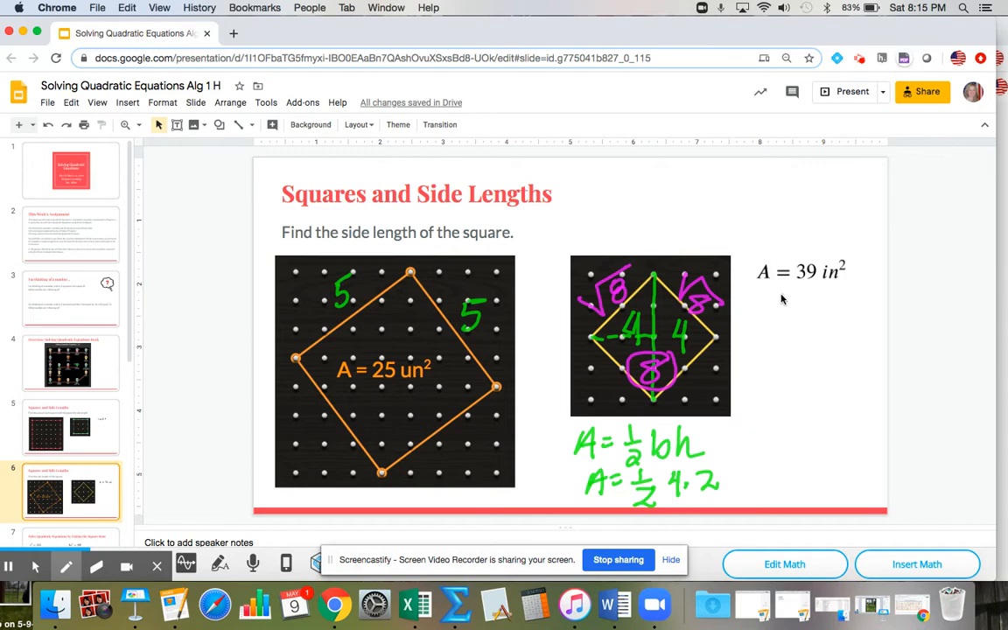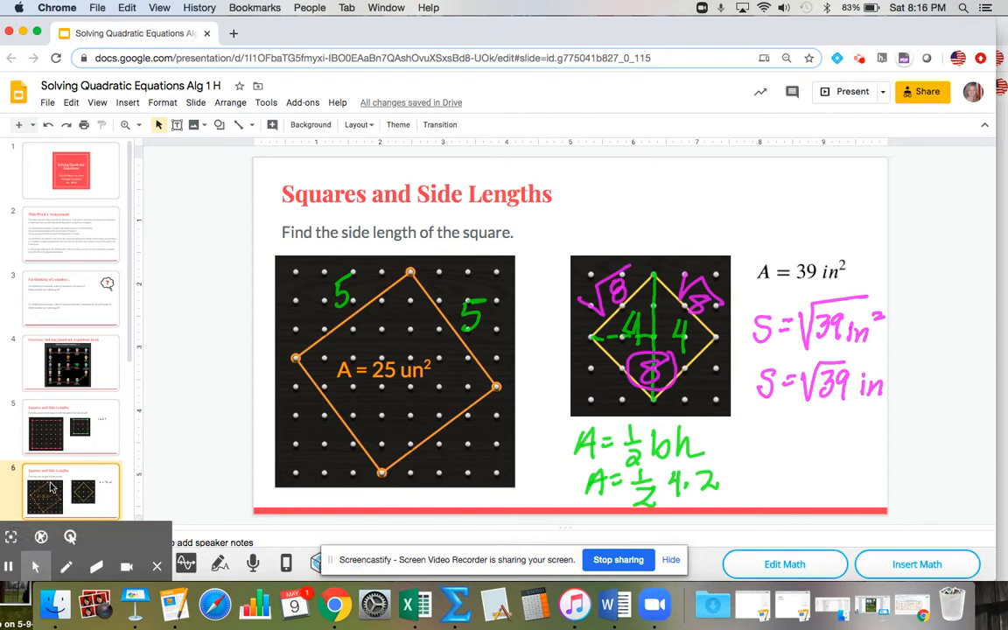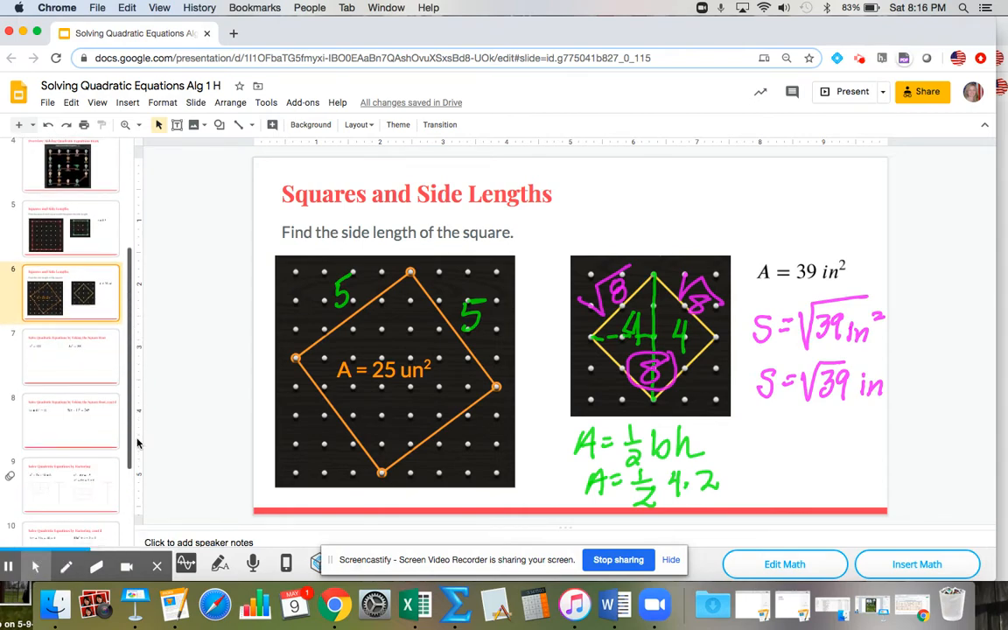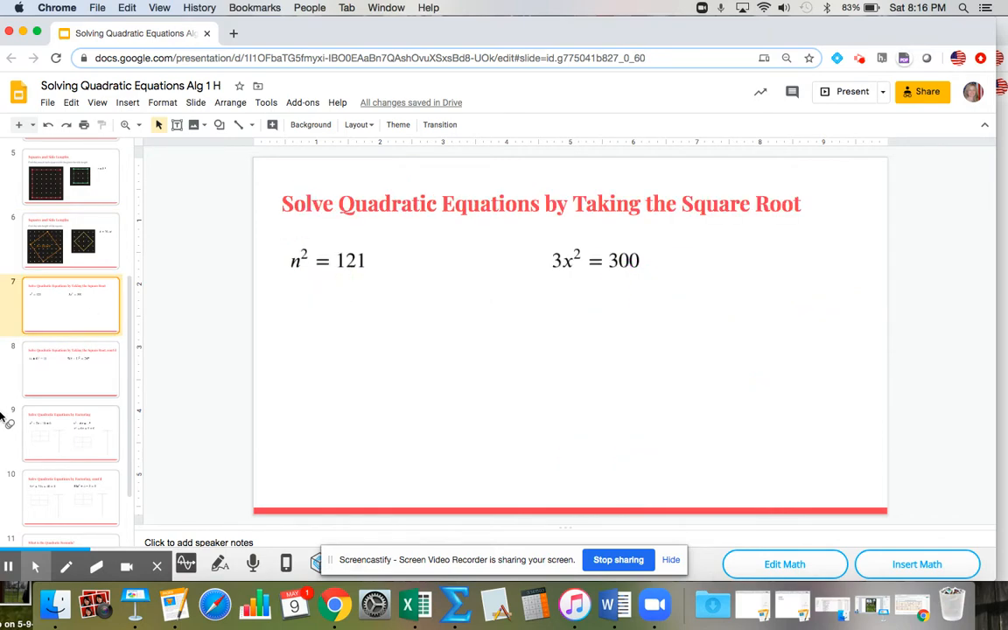So keeping that in mind, we're given the area of a square is 39 square inches. Therefore, the side length is going to be the square root of 39 inches. Okay, so we're going to be squaring numbers and taking square roots as we solve problems in this particular problem set. So let's look at our first two problems right now. We're looking for the value of n, some number, which when I square that number equals 121.